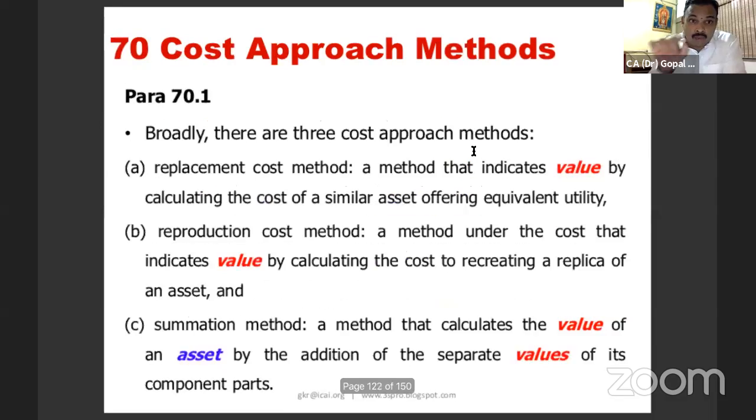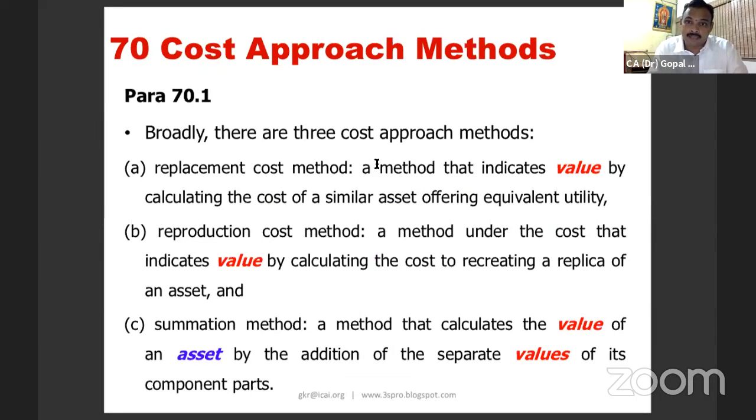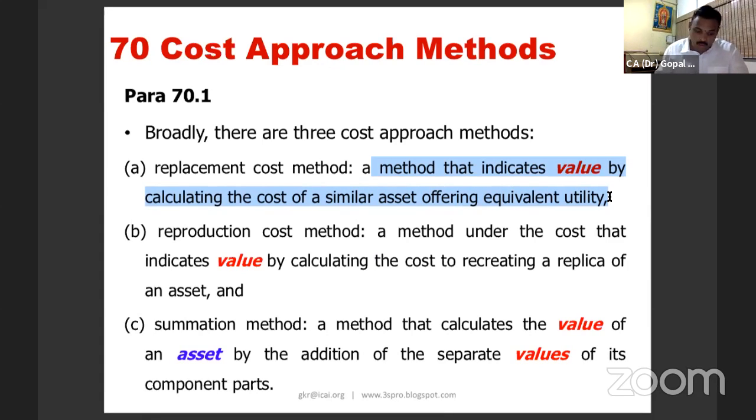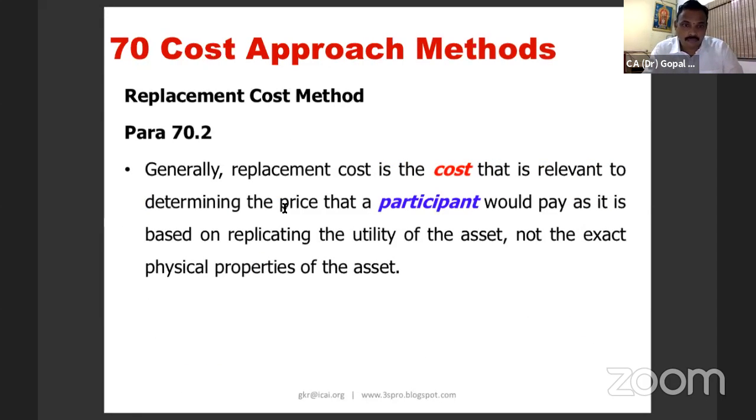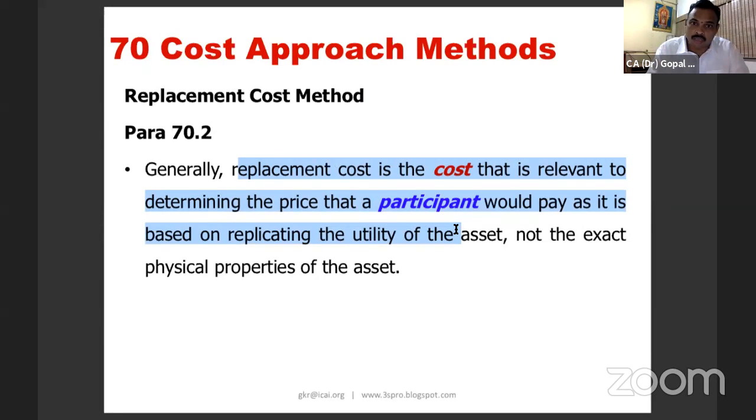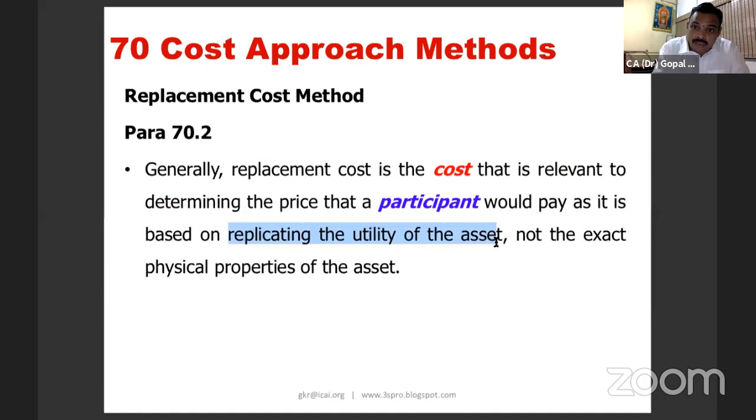Please look at 70.1. The method that indicates value by calculating the cost of a similar asset offering equivalent utility. And I want you to look at this term. Look at this definition. Generally, replacement cost is the cost that is relevant to determining the price that the participant would pay, as it is based on replicating the utility, not the exact physical properties. Replicating the utility.